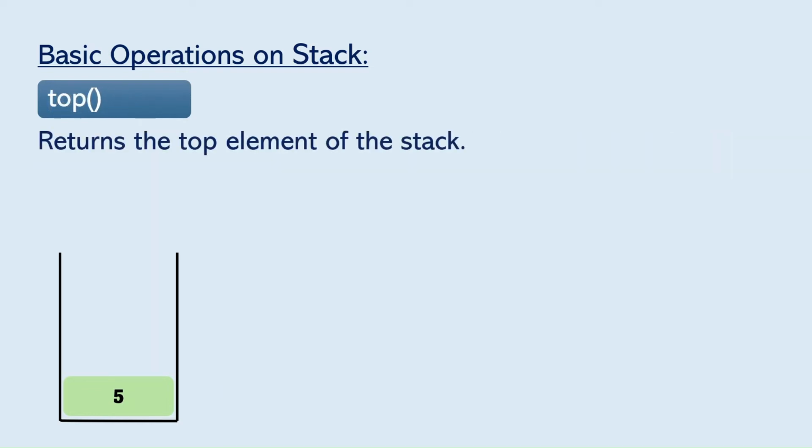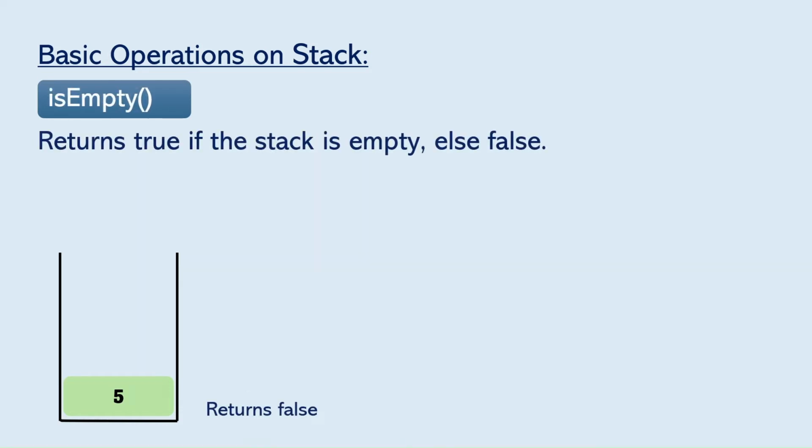Now the top function returns the top element of the stack. As of now in this stack, 5 is the first and the top element of the stack. So the top function returns the top element, which is 5. Now let's try to see what is empty is. So is empty returns true if the stack is empty, else false. Now in this case we still have one element left in the stack, which is 5. So is empty returns false.